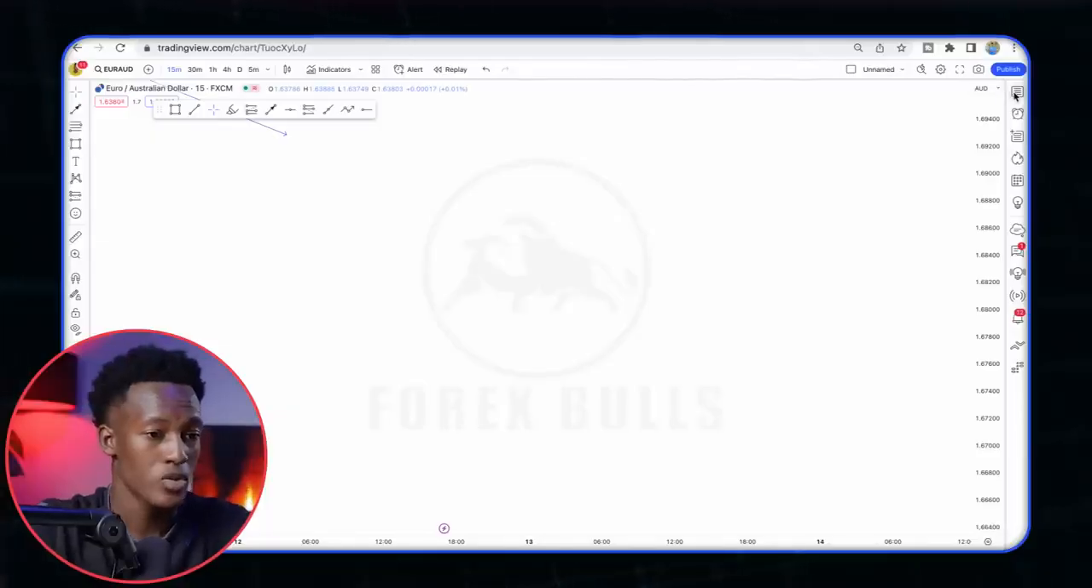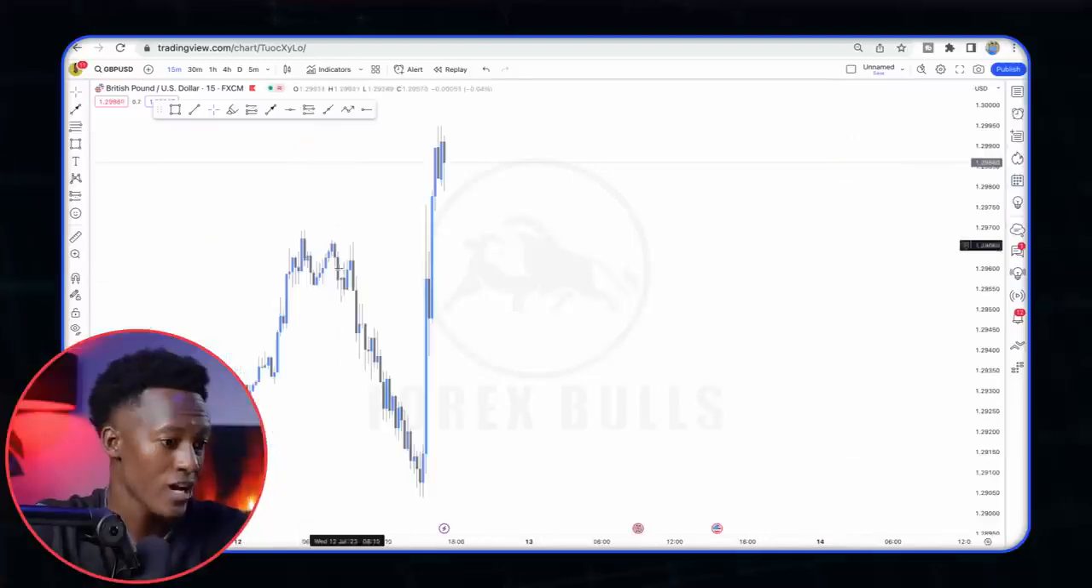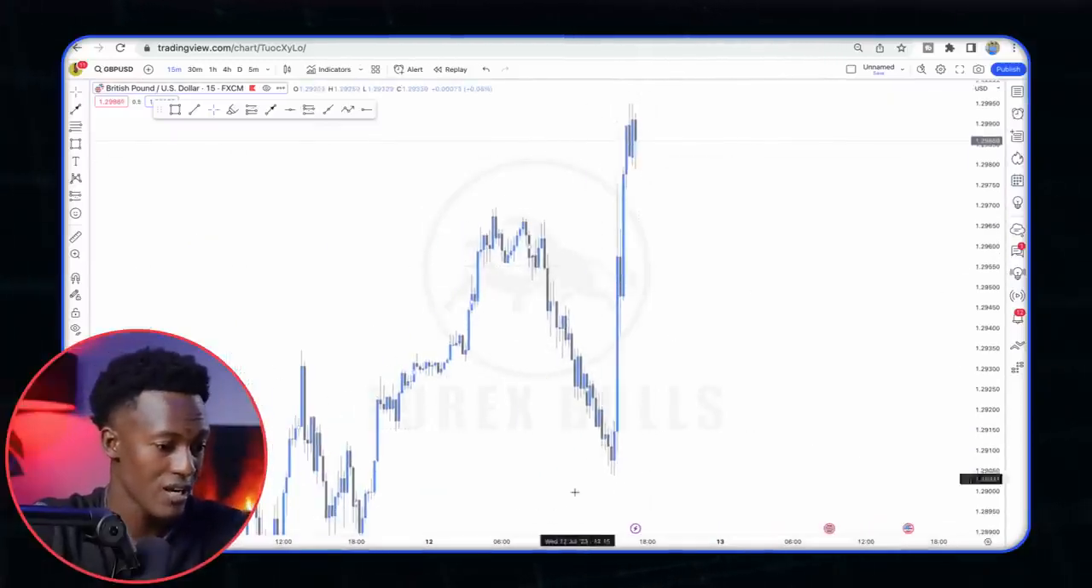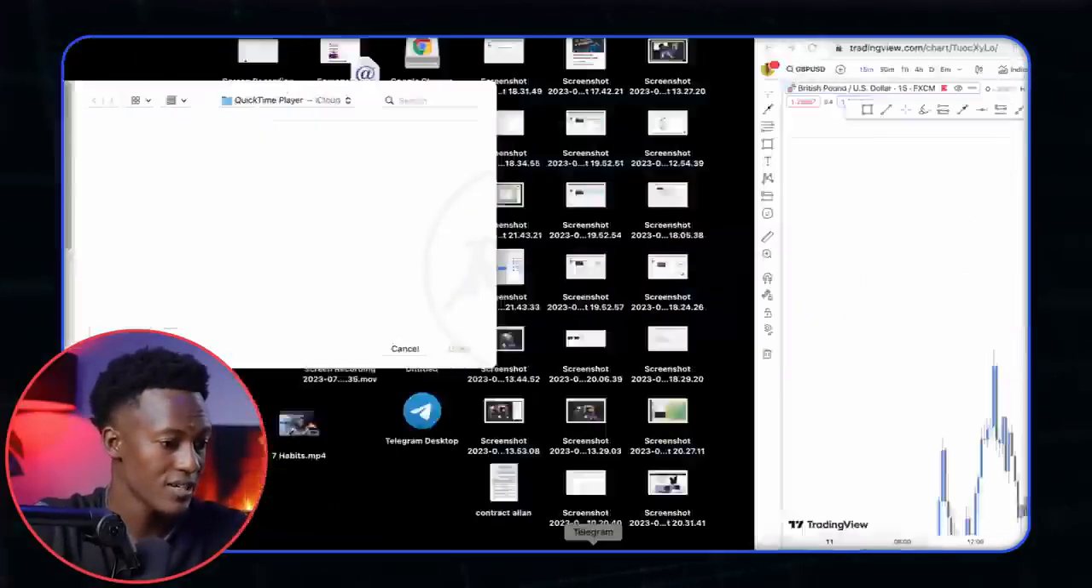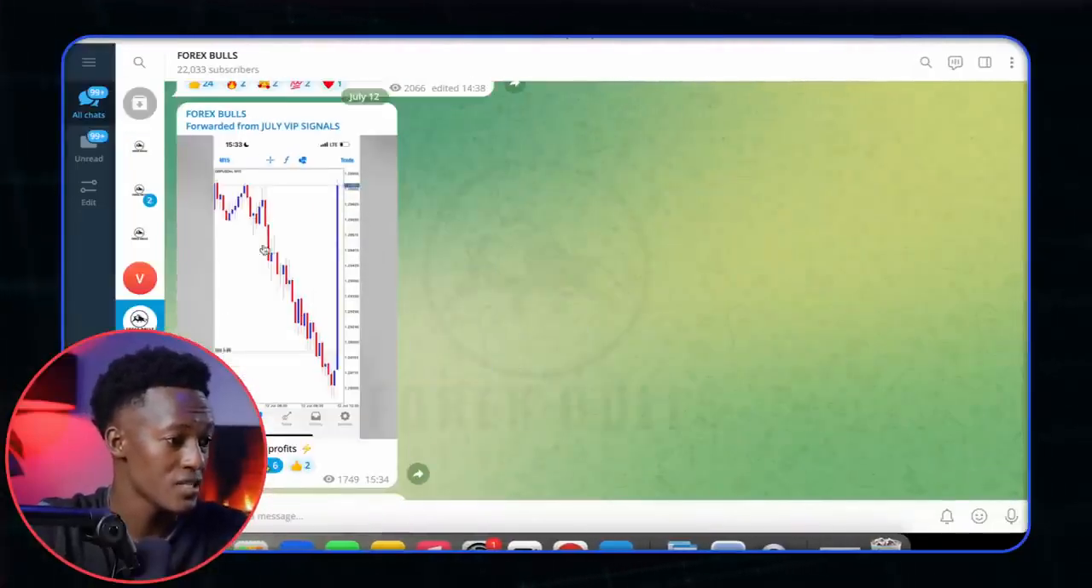So let's go ahead and try out a different pair. We can try out GBP USD. We had CPI today and we took a very, very beautiful trade here. Let me show you guys real quick on Telegram. We took this beautiful trade right around here. There we go. So we caught this beautiful trade.